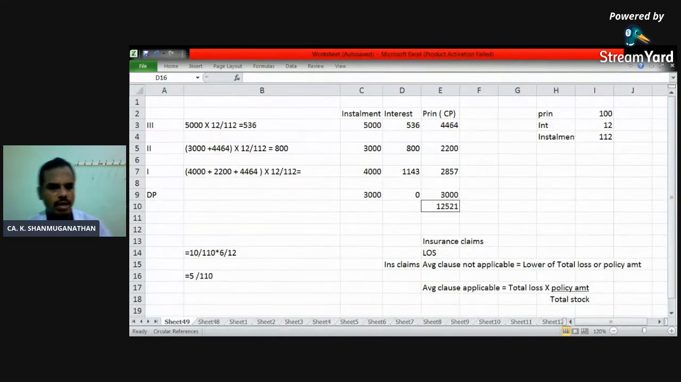If you have a physical copy, underline this sentence. When the salvage value is handed over to the insurance company, we should not reduce that salvage value from our value of the loss. And the insurance policy is for 1,20,000 subject to average clause. That means the average clause is applicable. Ascertain the amount of claim for loss of stock. So let's go to the answer.